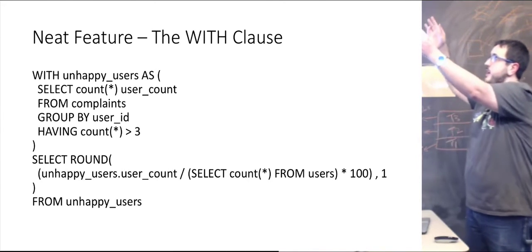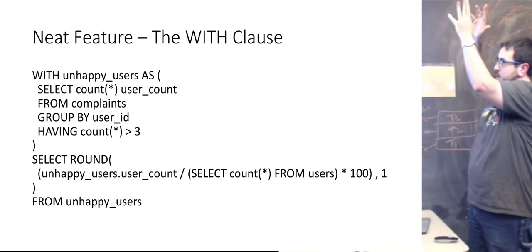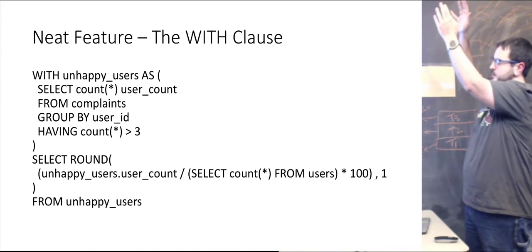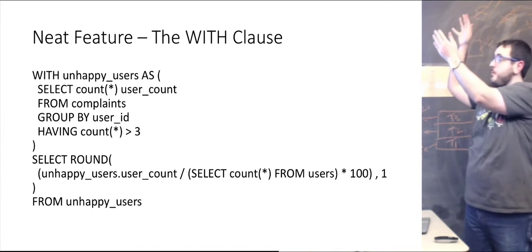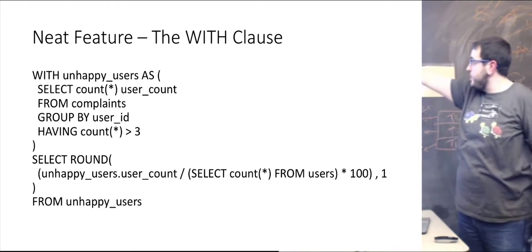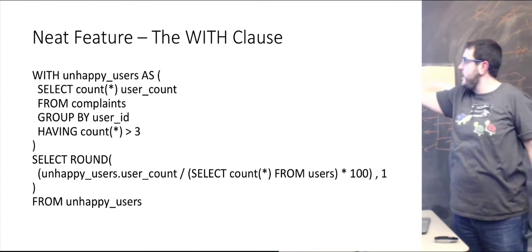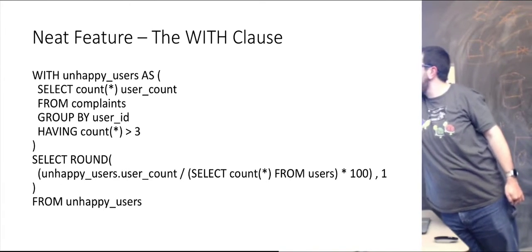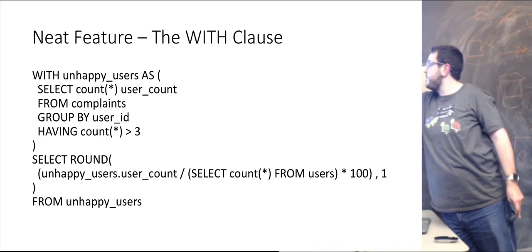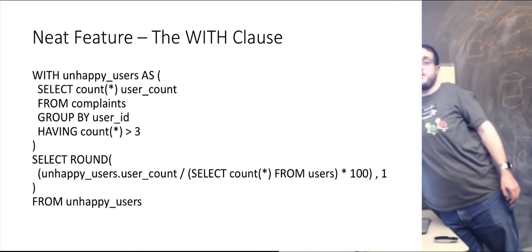can visualize a temporary table of user ID and count, total number of complaints. We can then reference that in our main query, select, we're going to do math here, we're going to round to the nearest decimal, one single decimal, I think. We're going to take the user count of unhappy users, divide that by the total count of all users times 100, because we're doing division, and so we'll have a decimal result, and we get a percentage. We select all of that from the unhappy users table.